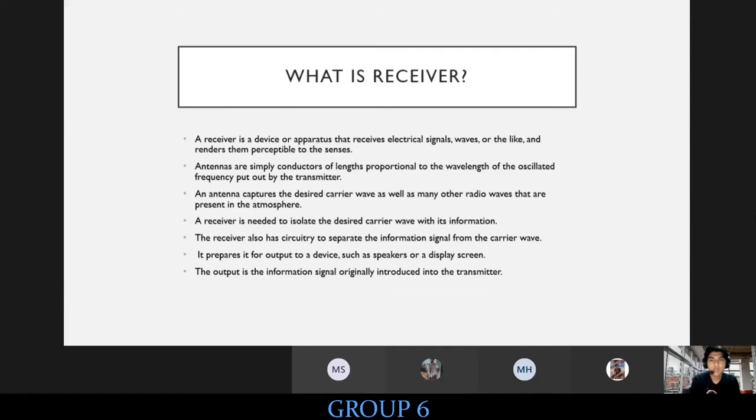A receiver is a device or apparatus that receives electrical signal, wave or light and renders them perceptible to the sense. Antennas are simply conductors of length proportional to the wavelength of the oscillated frequency put out by the transmitter. An antenna captures the desired carrier wave as well as many other radio waves that are present in the atmosphere. A receiver is needed to isolate the desired carrier wave with its information. The receiver also has circuitry to separate the information signal from the carrier wave. It prepares it for output to a device such as a speaker or a display screen. The output is the information signal originally introduced into the transmitter.